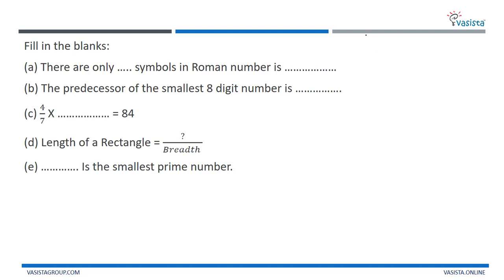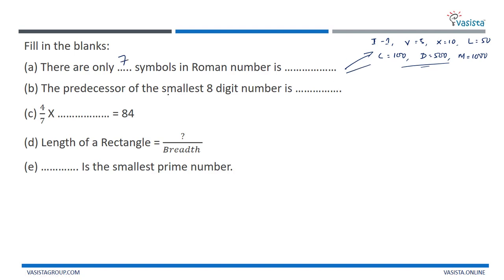So I'll write here. The first one is I, that means 1. Then V is equal to 5, then X is equal to 10, then L is equal to 50, C is equal to 100, then D is equal to 500, and M is equal to 1000. So these are all the symbols. Now how many symbols are there? That is 1, 2, 3, 4, 5, 6, 7. So there are 7 symbols.